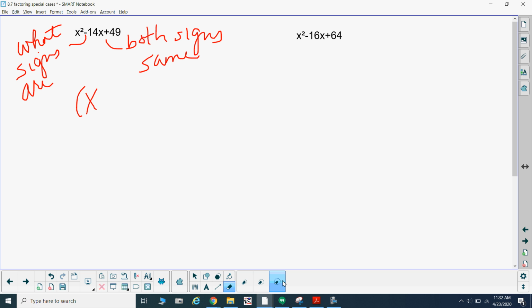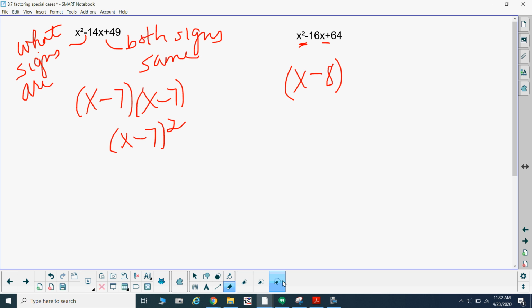So we still have the x and the 7, the square root of the first thing and the square root of the last thing. But now I need x minus 7 times x minus 7, which we will write as x minus 7 quantity squared. And same with this one. This tells me the same, the signs are the same. This tells me they're both negative. So square root of the first thing minus the square root of the last thing, quantity squared.